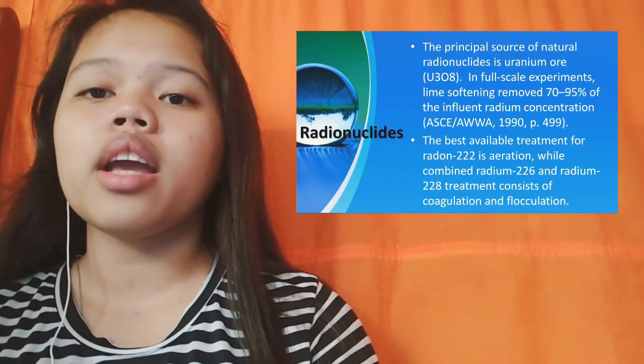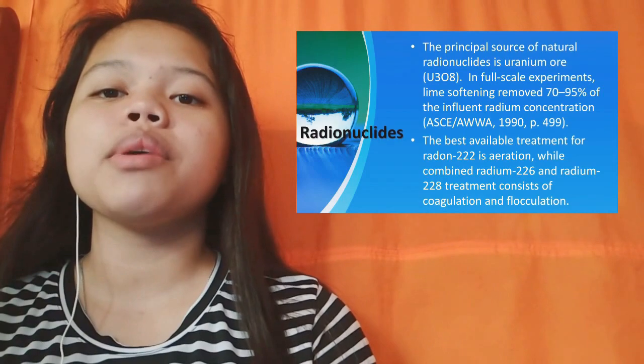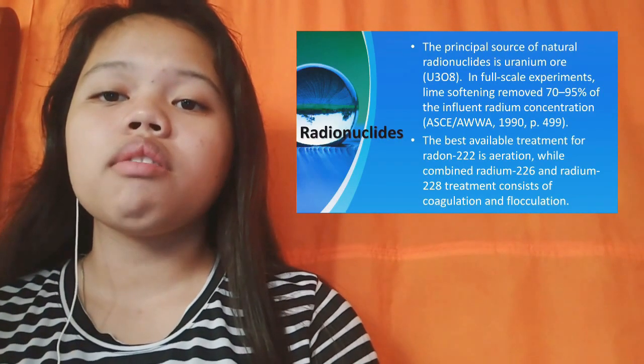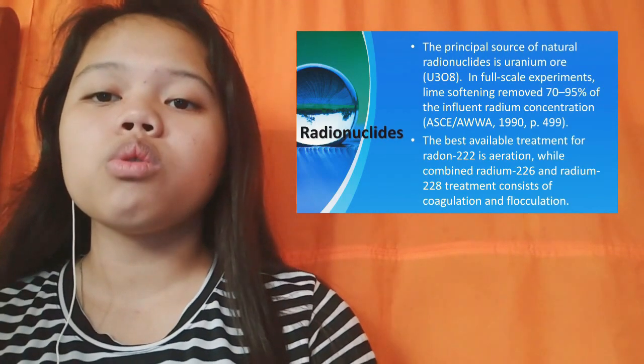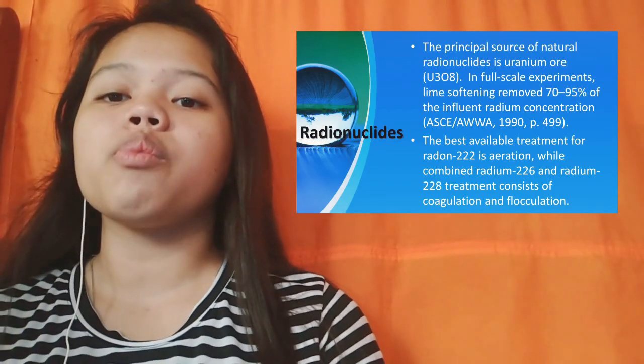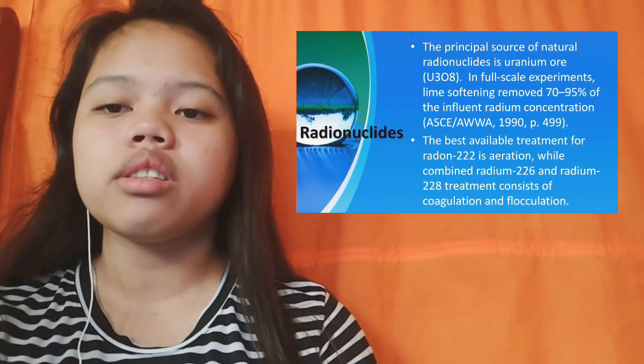In full-scale experiments, lime softening removes 70 to 95% of the influent radium concentration. The best available treatment for radium-222 is aeration, while combined radium-226 and radium-228 treatment consists of coagulation and flocculation.